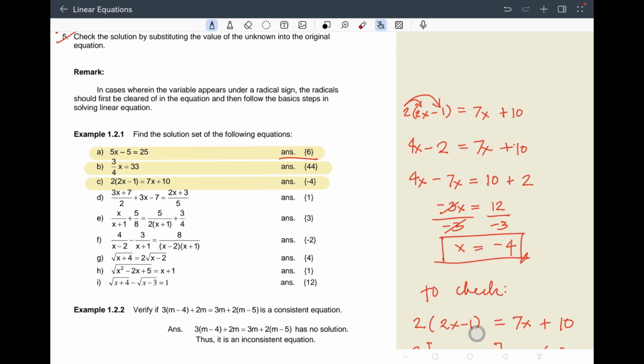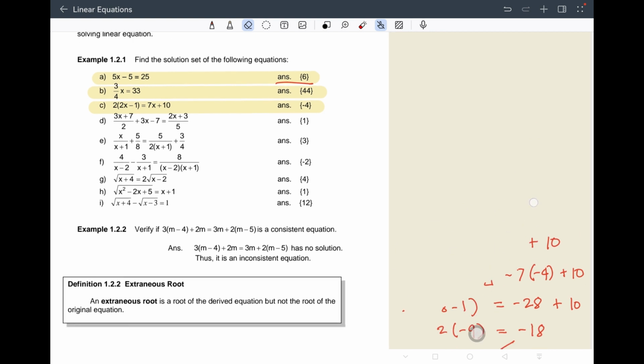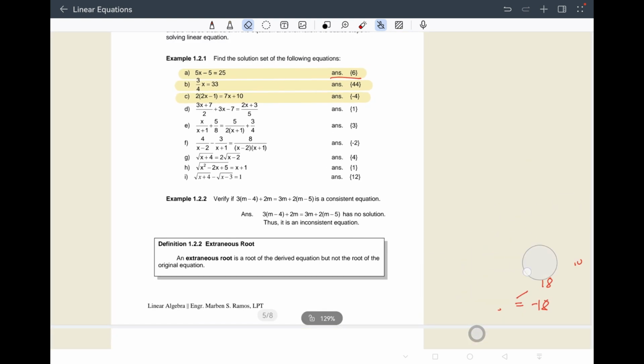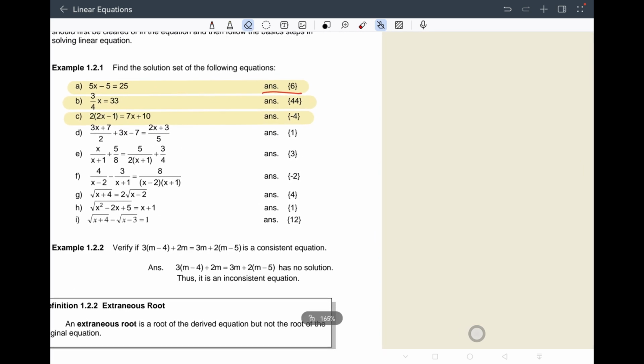Okay, so how about the fourth equation? The fourth equation. So, mukhang from basic, no? Medyo nagiging challenging yung ating equations. But let's just try to solve. Okay, so the fourth equation is this equation. 3x plus 7 over 2 plus 3x minus 7 equals 2x plus 3 over 5.